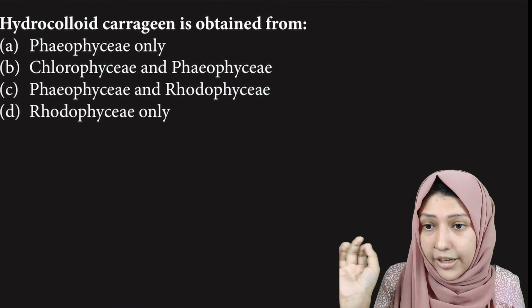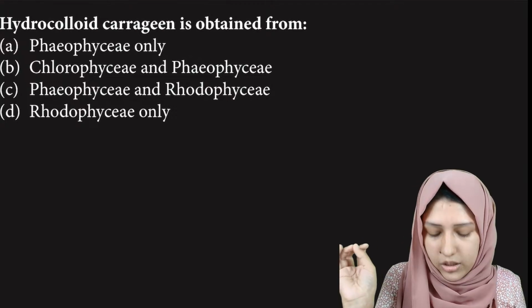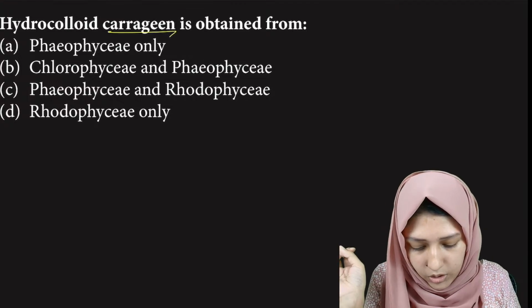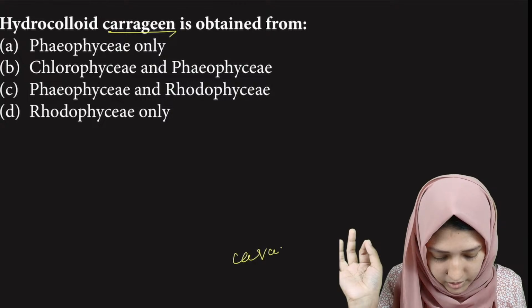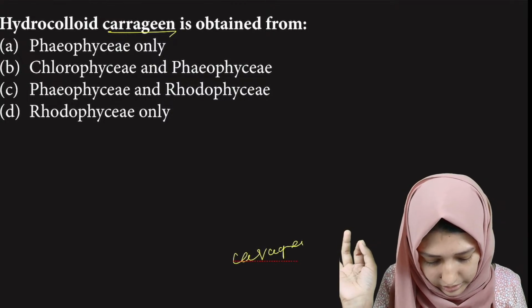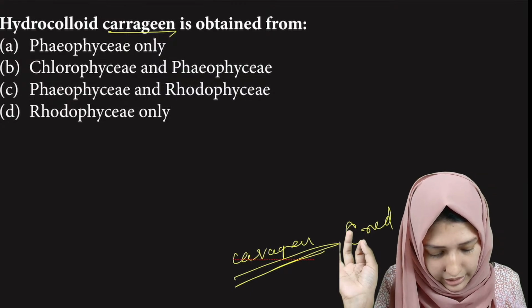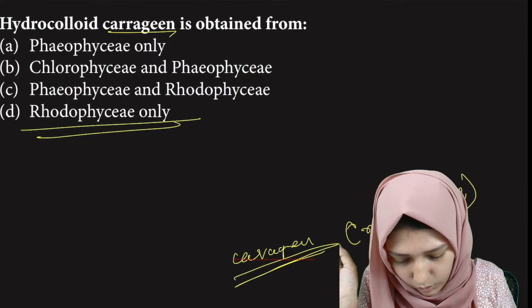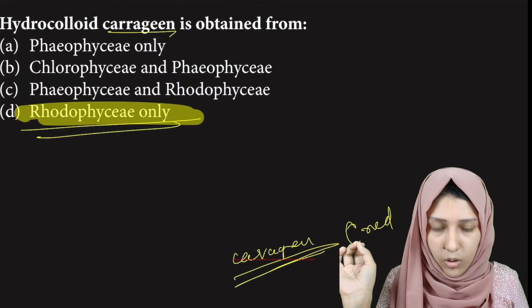Hydrocolloid carrageen. Carrageen is obtained from Rhodophyceae, meaning red algae. Carrageen is from red algae, and algin is from brown algae.